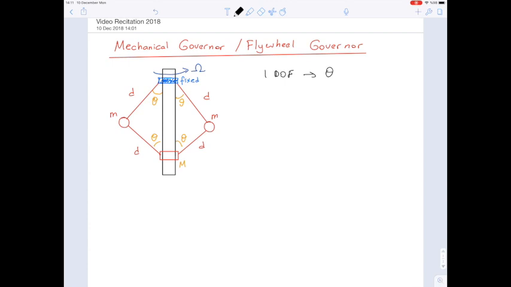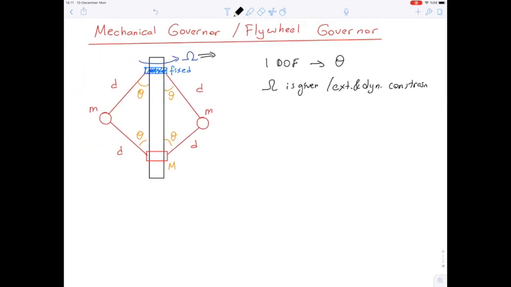So this is a one degree of freedom system, and I'm going to choose theta. And why is it one degree of freedom? Because this capital omega is given. So it's an external, dynamical constraint. If it was free, for instance, or an internal variable, then it would have been a 2-degree of freedom system. But when someone gives you omega and asks what happens, then it's no longer a degree of freedom, okay?